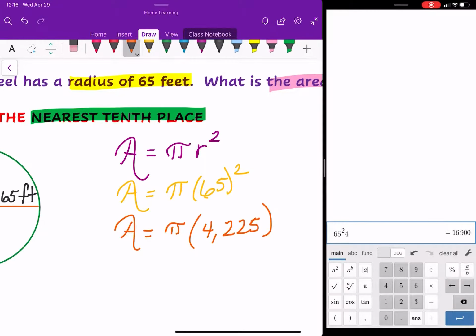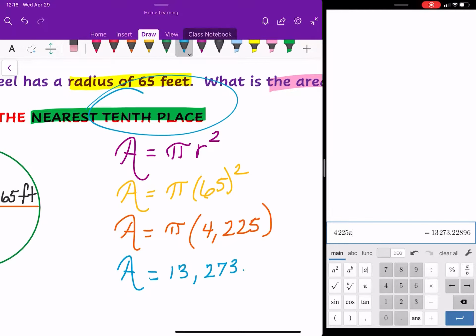So I'm going to take those two and multiply them together. I got 4,225 times pi. And this is telling me that the area, the amount of space the Ferris wheel takes up, is equal to 13,273, well, we're rounding to the nearest tenth place. So that's going to be 0.2 feet. Holy cow, that's a lot of space.